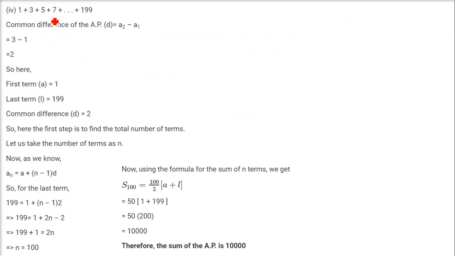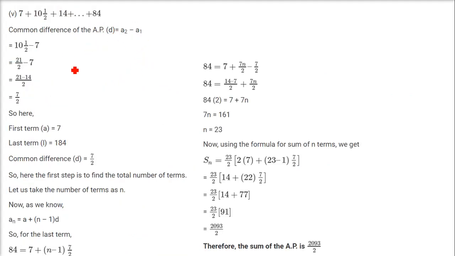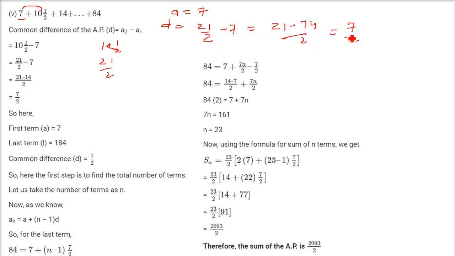This also you can do, right? This is for your reference if you want to do it yourself. And this one we can take, because we have a fraction here. So A is 7. D is what? 10 and a half minus 7. 10 and a half is what? 2 10s are 20, 20 plus 1 is 21, so 21 by 2. So 21 by 2 minus 7, that is 21 minus 14 by 2, and this is going to be 7 by 2. So D is 7 by 2.